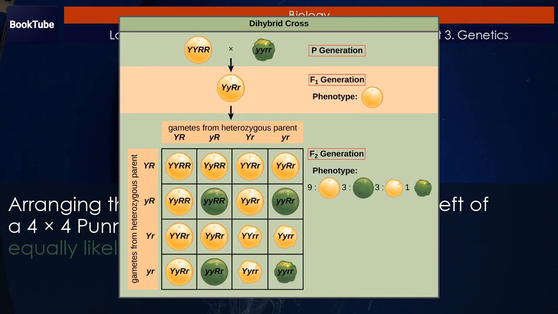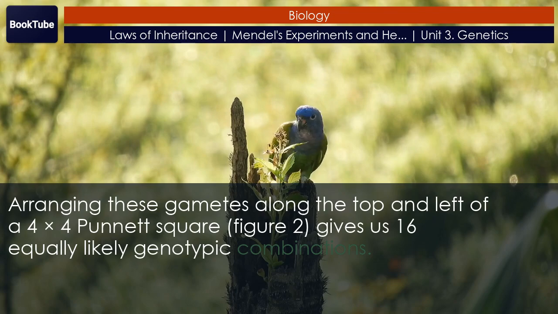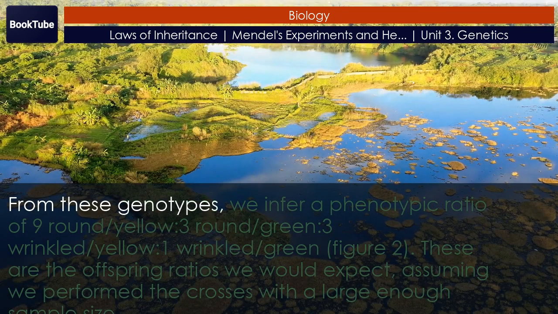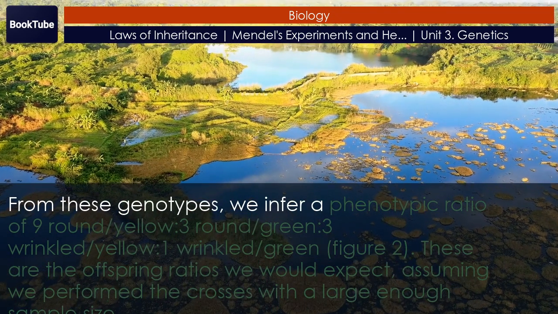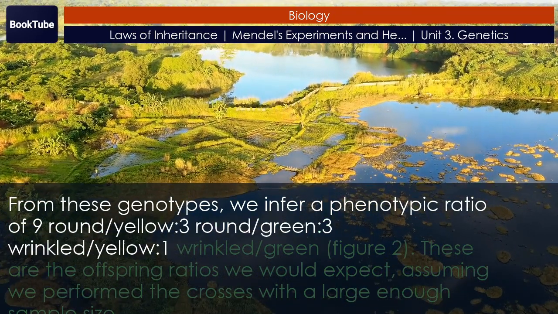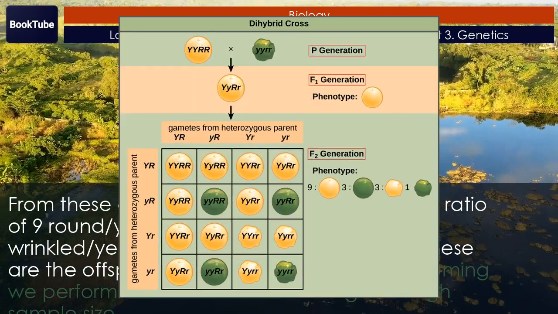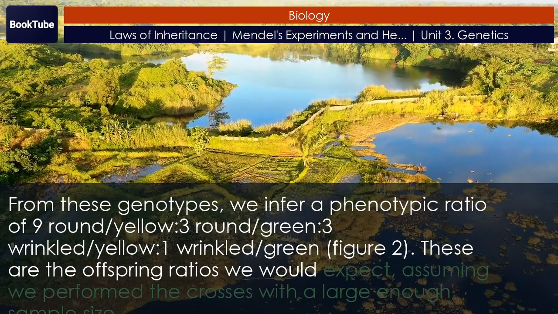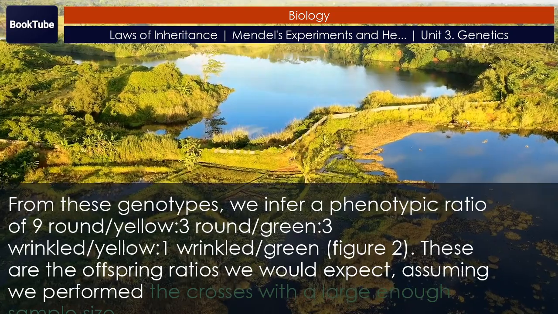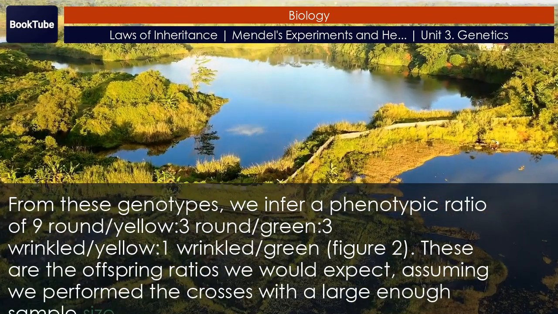Figure 2 gives us 16 equally likely genotypic combinations. From these genotypes, we infer a phenotypic ratio of 9 round, yellow, 3 round, green, 3 wrinkled, yellow, 1 wrinkled, green. Figure 2. These are the offspring ratios we would expect, assuming we perform the crosses with a large enough sample size.